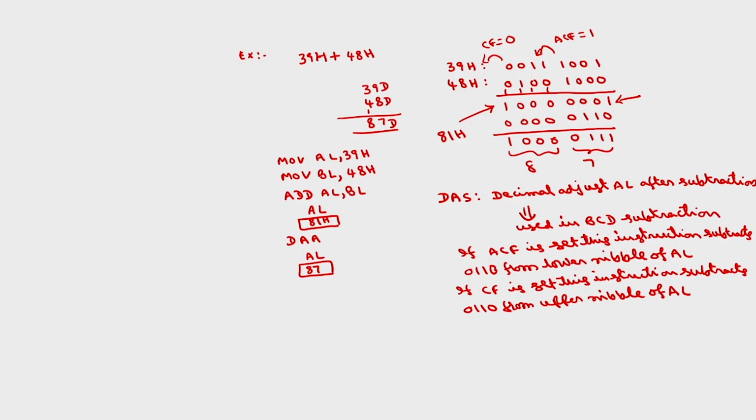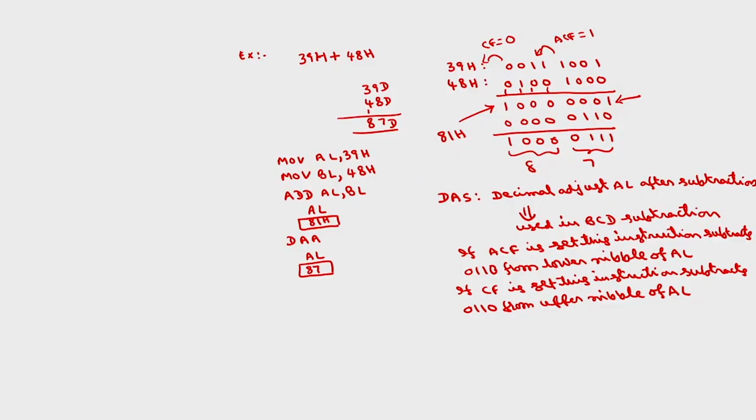Here there is no question of the result being greater than 9, because this is BCD subtraction, so we have to give only BCD numbers. Remember that you cannot give A, B, C, D, E here, because this is decimal, meaning BCD. So each digit should be 0 to 9. If I perform the subtraction, the maximum value of a digit is 9.